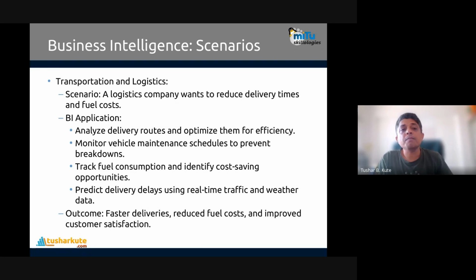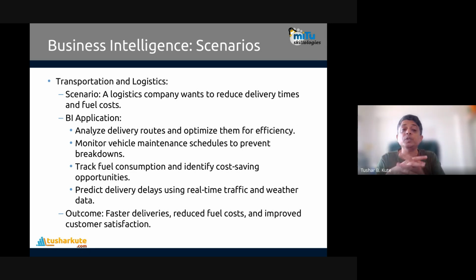The last one is transportation and logistics, where we can apply BI tools again. You may have seen a lot of companies working in these areas. The scenario is that the company wants to reduce delivery time and fuel cost. Their resources are mostly spent on these particular areas, correct? Fuel cost and time required for deliveries. They have to optimize it and reduce the cost.